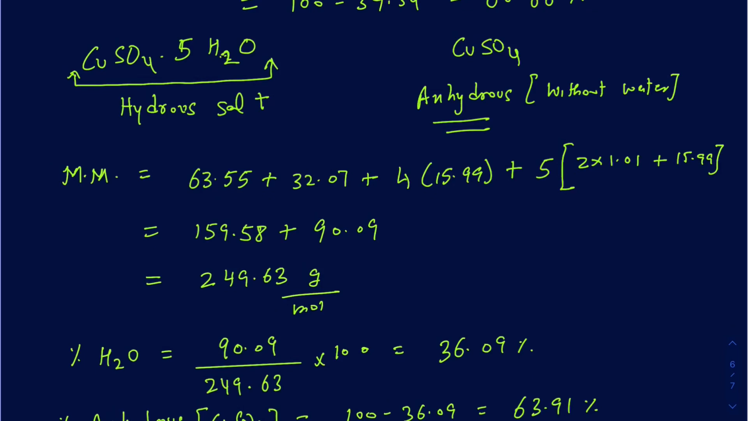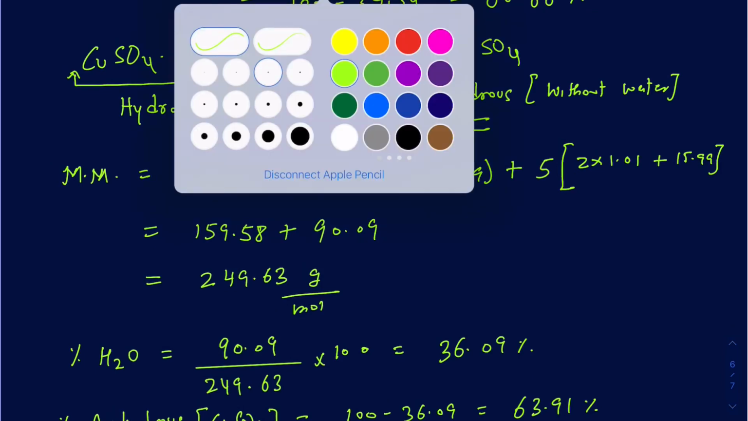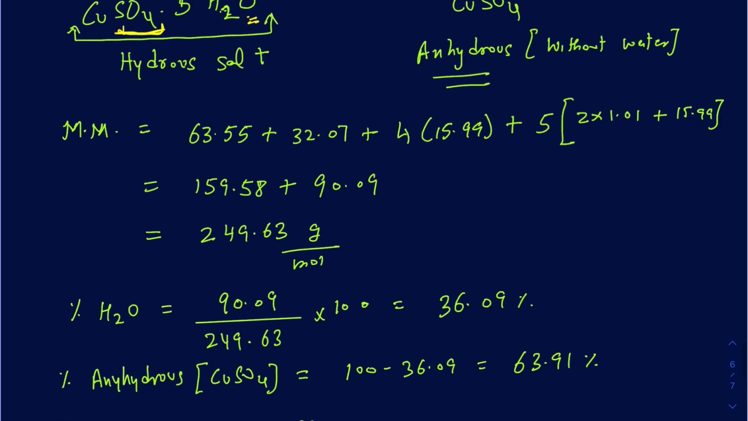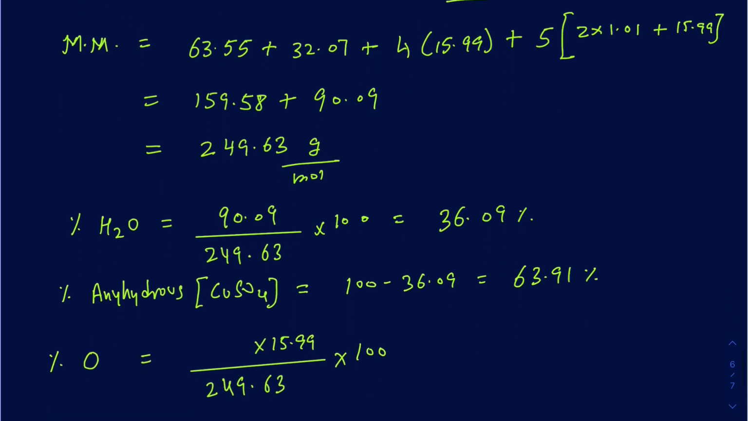So if I look at this formula, let me change the color there. There are 4 oxygens on this side right here with the copper sulfate, and then there is 1 oxygen in the water, but there are 5 water molecules. So there are actually a total of 9 oxygens. So you want to make sure you keep track of how many oxygens, or how many of those particular atoms, you have in the given compound.